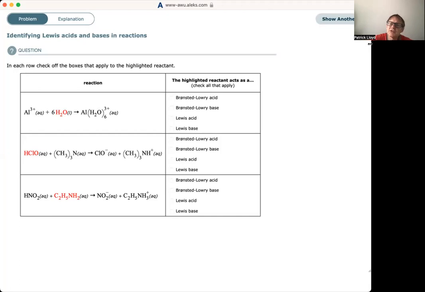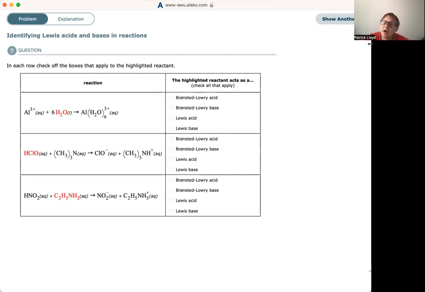Okay, in this particular problem, we're going to look at how we identify acids and bases, Lewis acids and bases in reactions. So in general, we have three different types of acids or three different types of bases. These are different categories of how we think about bases and acids. The first is called the Arrhenius, the second is called the Bronsted-Lowry, and the third is called Lewis.